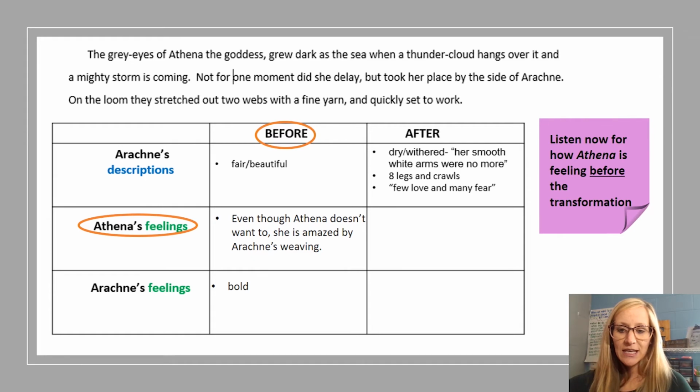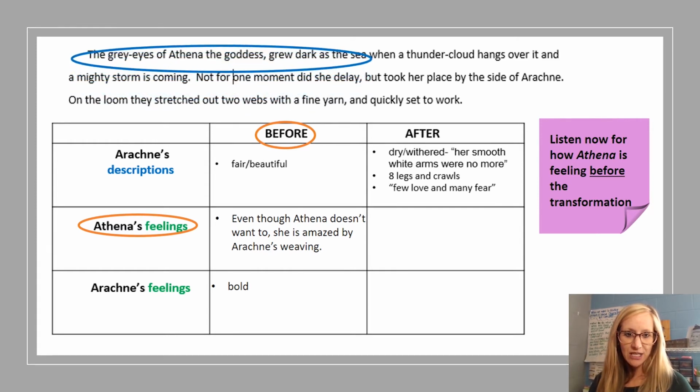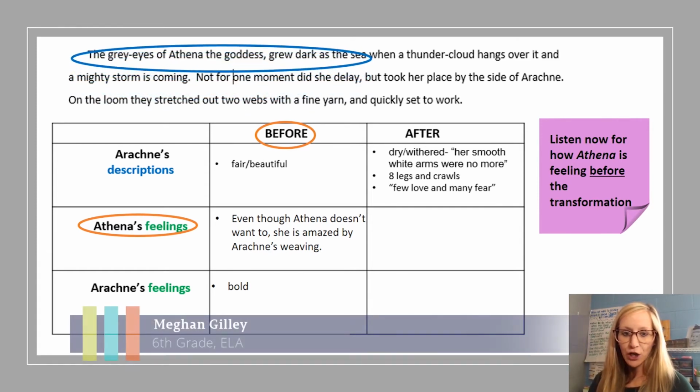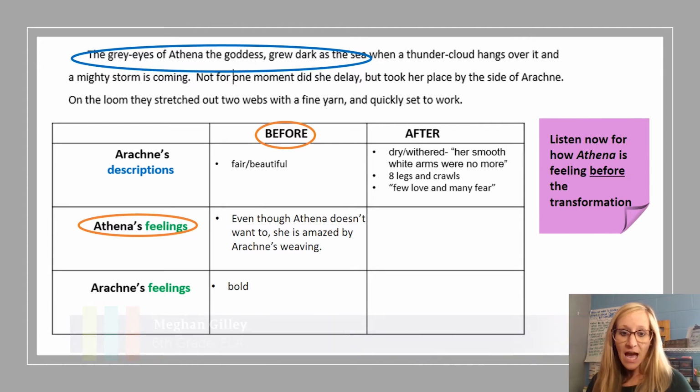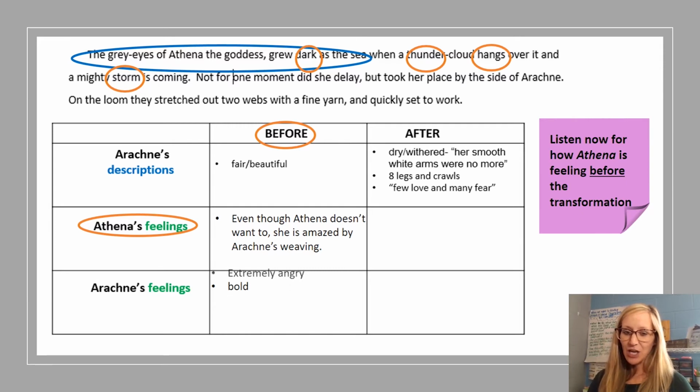And so here again, be thinking about, how is Athena feeling before the transformation here? The gray eyes of Athena the goddess grew as dark as the sea. I'm thinking here that she grew dark as the sea. We have words like thunder and hangs and the word like storm. Are these positive words? I don't think so.